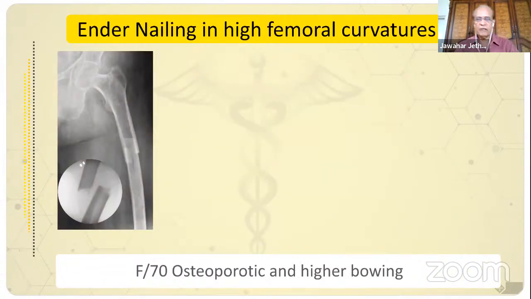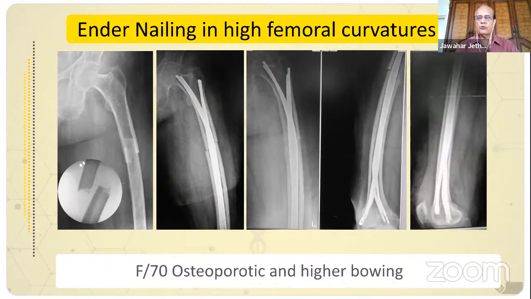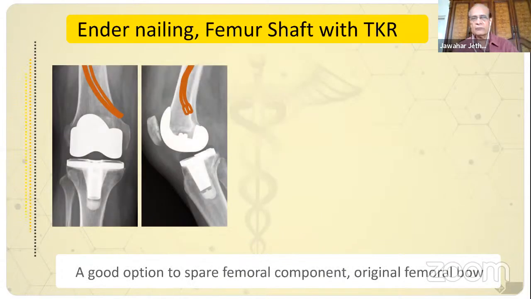A very important discussion we had in the morning: there is a very high bow in an osteoporotic female, age 70. In all those cases, you can use under nails because it accommodates whatever the curvature is at this age. And you can jolly well get a good contact on both sides and a good reduction.